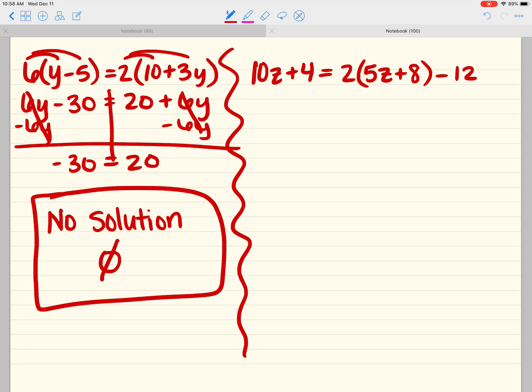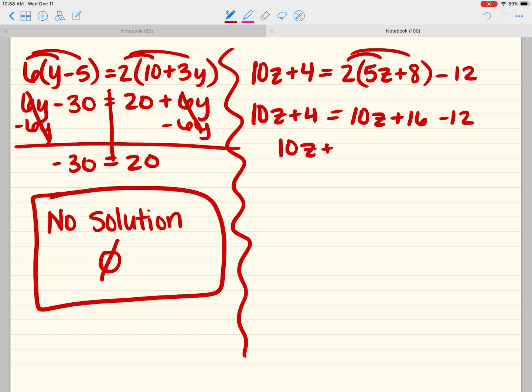Molly, can you tell me what my first step would be here? Okay. I always want to get rid of those parentheses, right? So I use distributive property. Molly, what would that give me when I distribute that 2? 10z plus 16 minus 12. Okay, now remember, I always tell you before you move variables to check for what? Like terms. Do I have any? Yes, 16 minus 12. So I would get 10z plus 4 is equal to what? 10z plus 4.